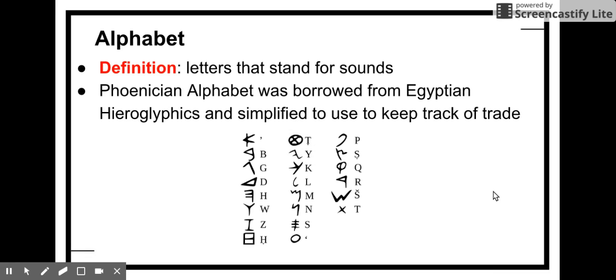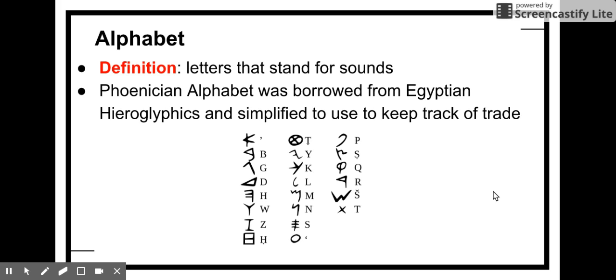Now, our last two slides are about the alphabet. An alphabet seems like a very familiar word to us because we talk about the alphabet. When you learn to read, you have to learn the alphabet before you can learn to read. But the alphabet goes back to the Phoenicians.